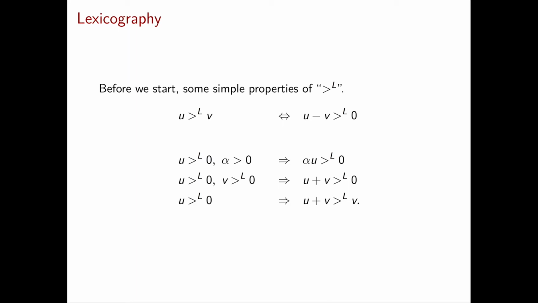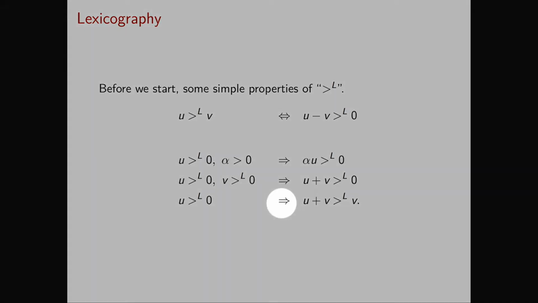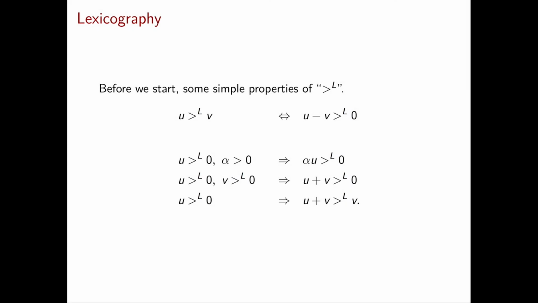The first property here tells us that U is lexicographically larger than V if and only if U minus V is lexicographically larger than 0. In the second property here, we have that if a vector U is lexicographically positive and we have a positive scalar alpha, then the vector alpha U is also lexicographically positive. In the next property, we have that if we have two lexicographically positive vectors, then also their sum is lexicographically positive. In our last property, we have that for any vector v, if we sum v with a lexicographically positive vector, we obtain a vector that is lexicographically larger than the original vector.